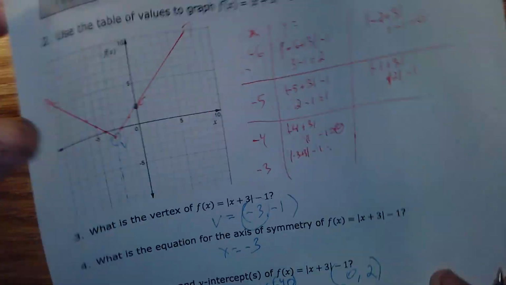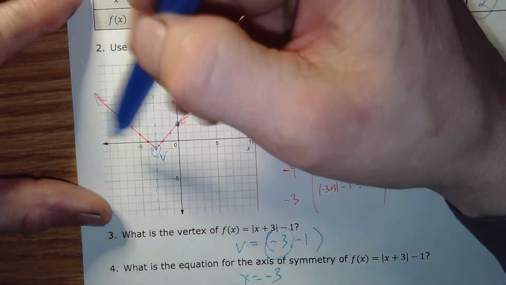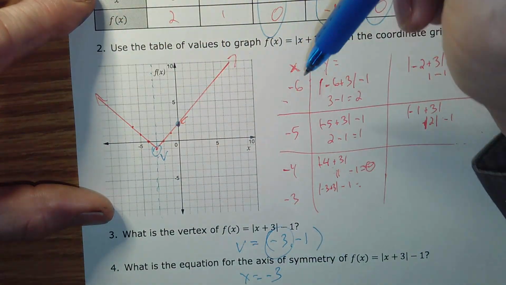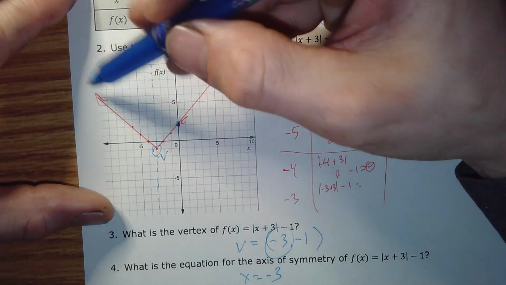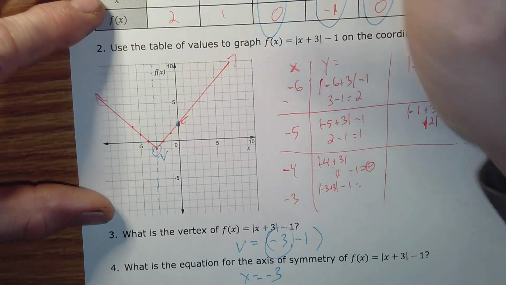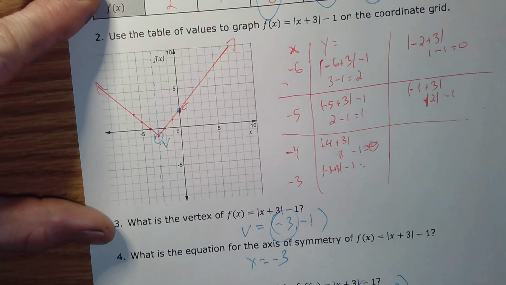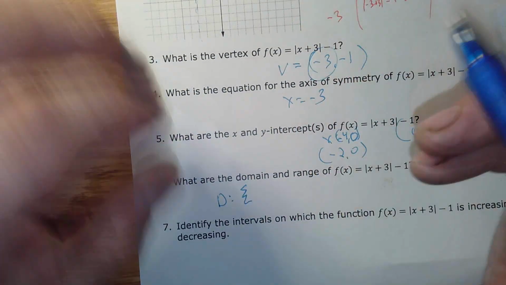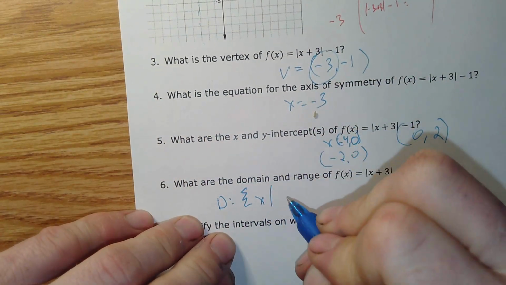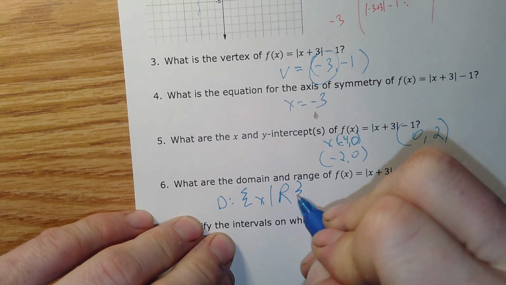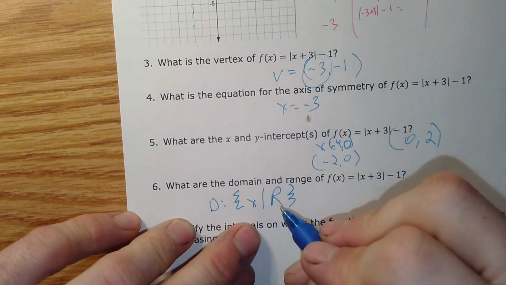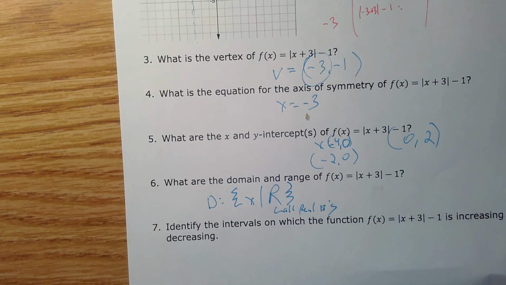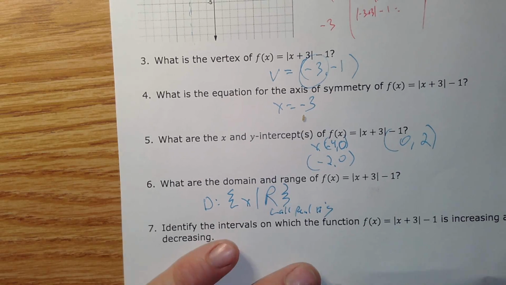Okay, so the domain of this thing, where does x exist? Where does a value for y exist when I'm going left and right? This goes infinity that way and infinity that way. That means the domain for this is the set of all real numbers, or all numbers of x such that x is a real number. That's good enough for me.